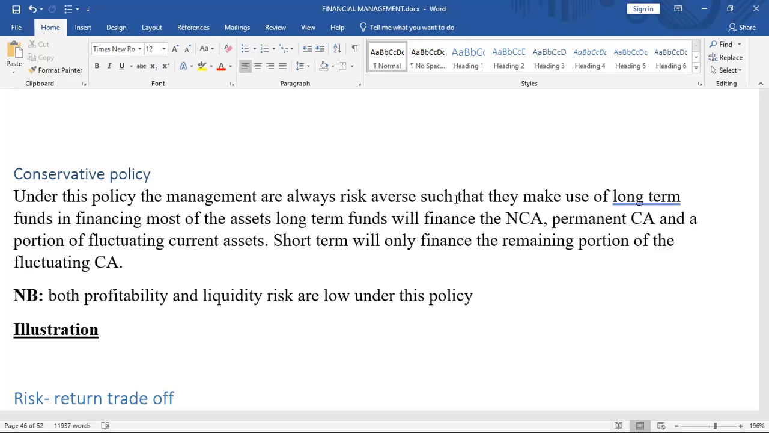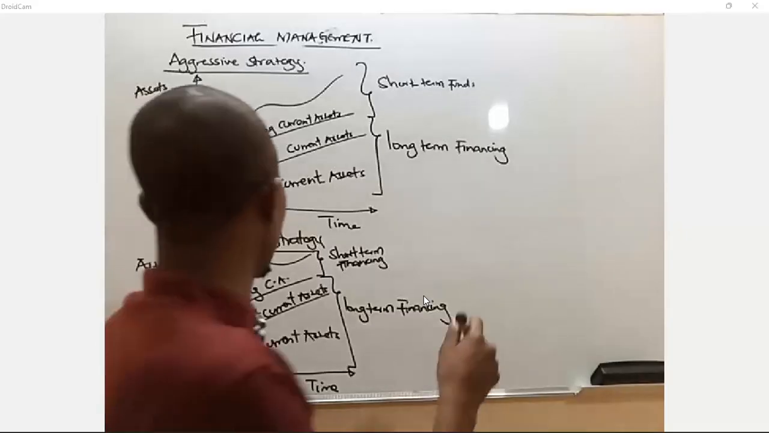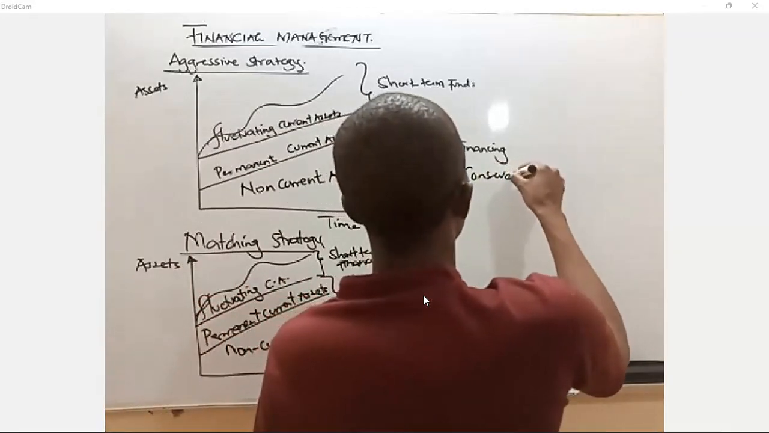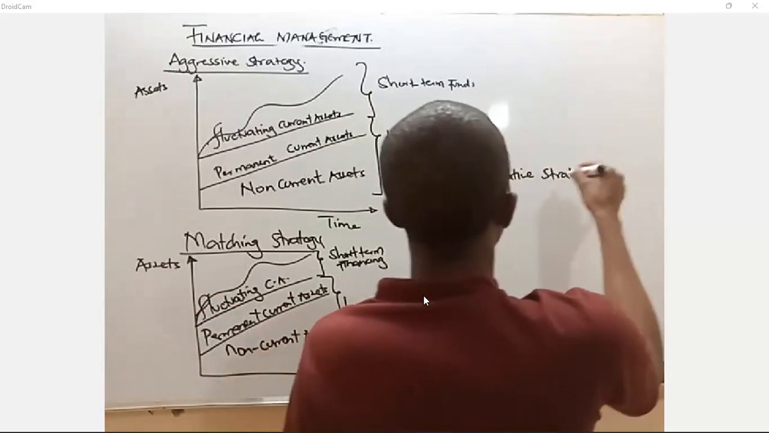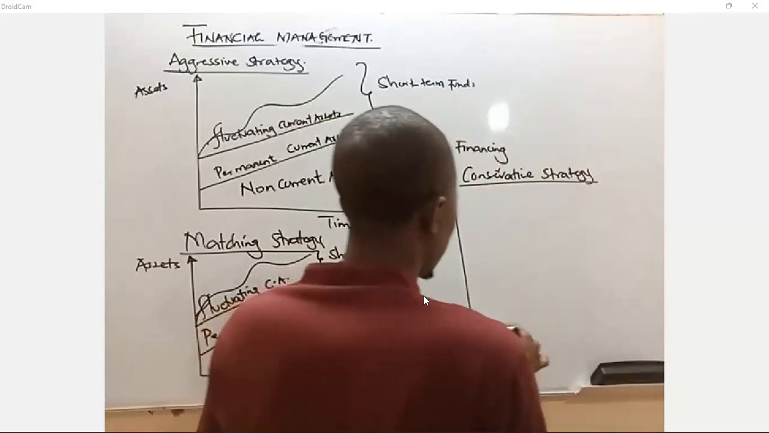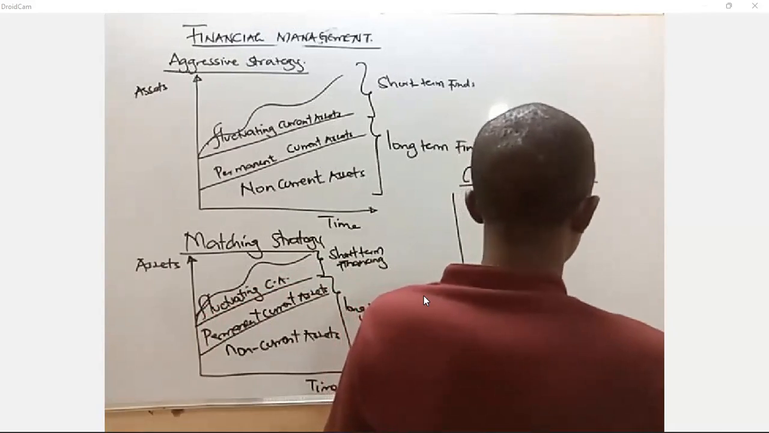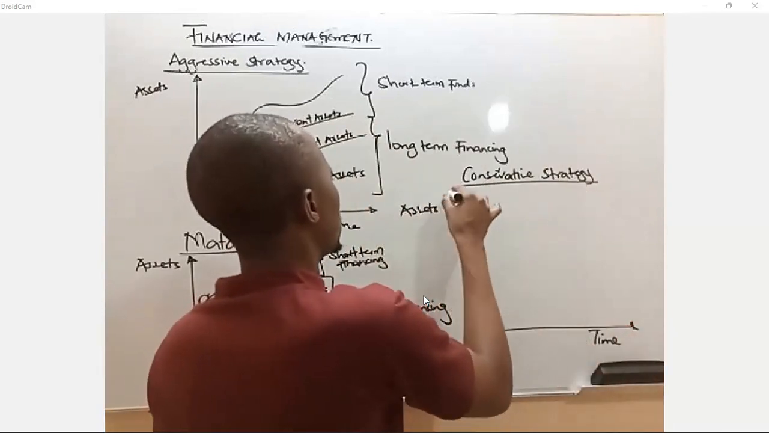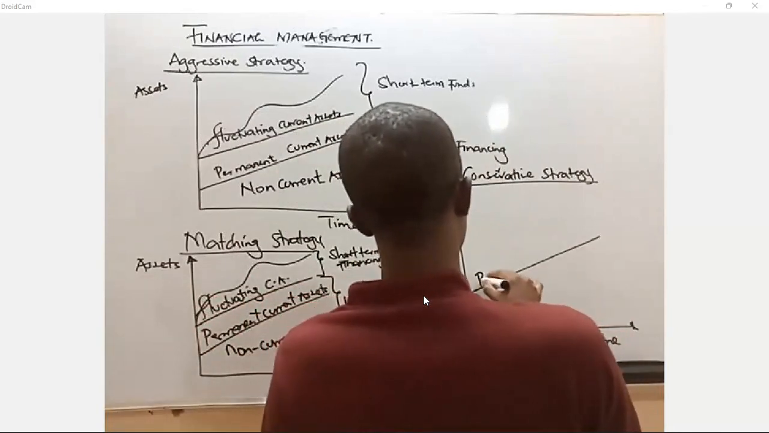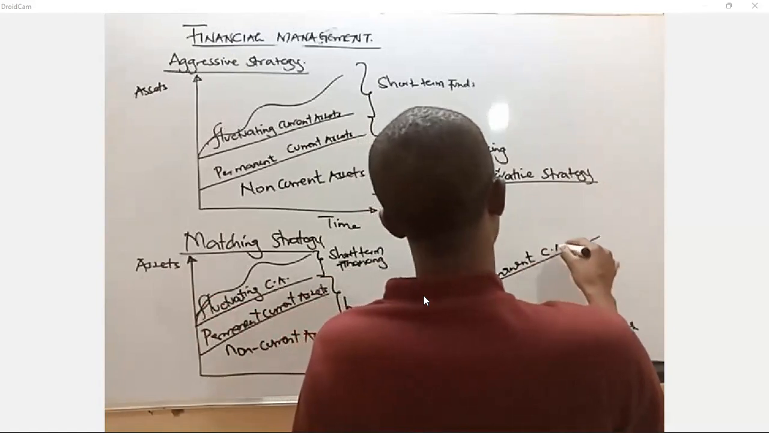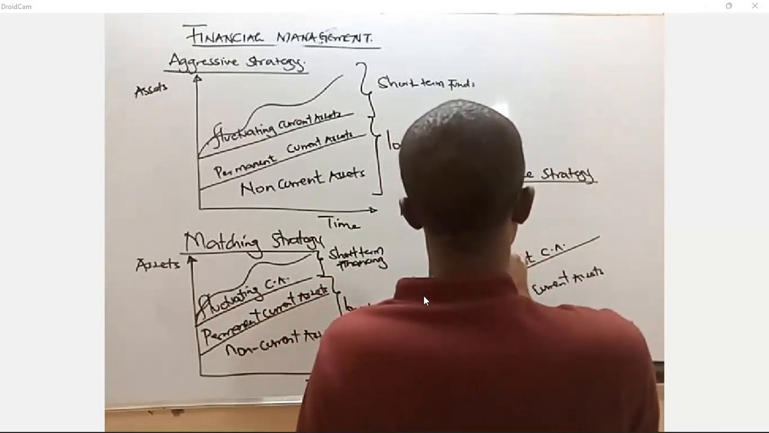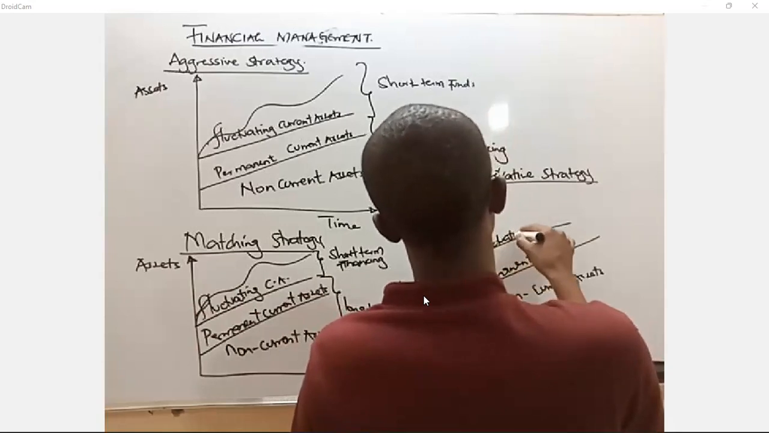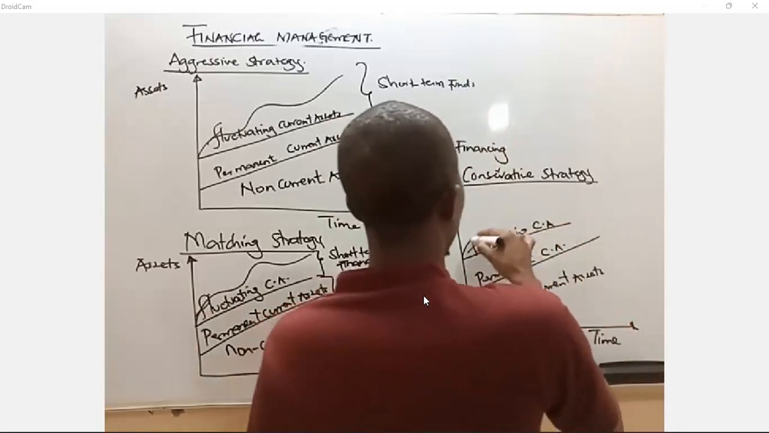How does it look on a graph so that we can move very quickly? This is how it normally looks on a graph. If the examiner asks you about the conservative strategy, it looks like this. Here we have our time. Here we have our assets. So we start by looking at the permanent current assets. We have our non-current assets. Then we have our fluctuating current assets. So it normally fluctuates like this.